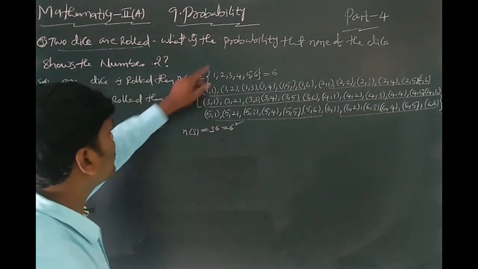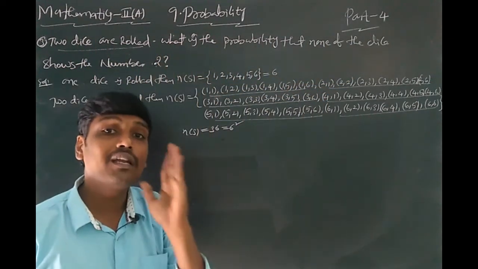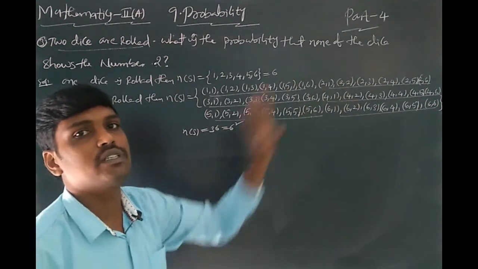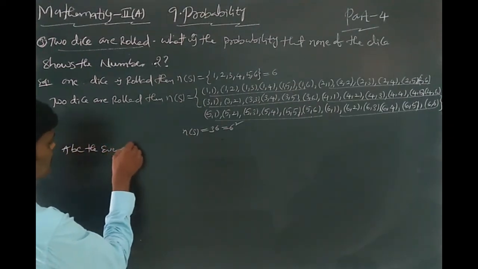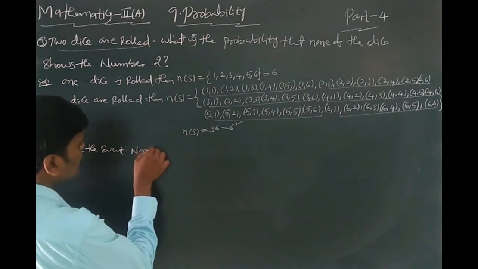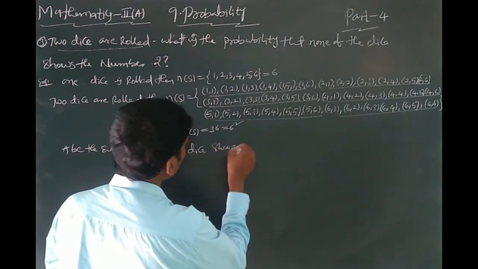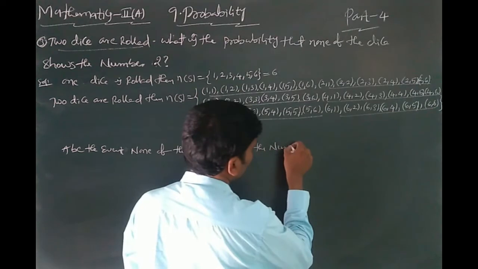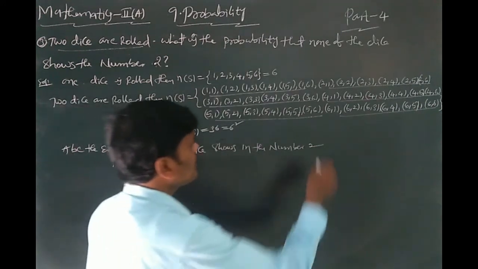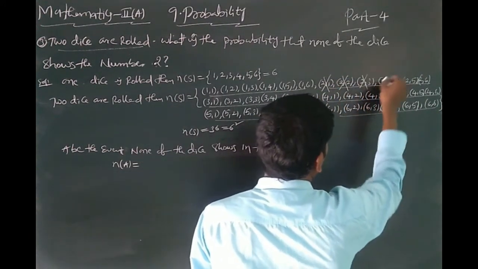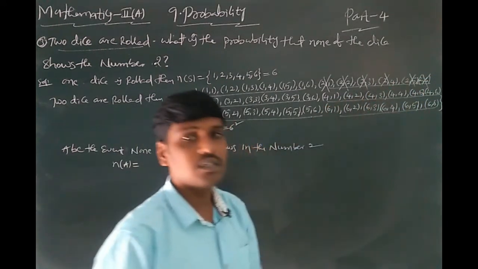In these 36 outcomes, we want the probability that none of the dice shows the number 2. If no die shows the number 2, let A be the event. A is the event that none of the dice shows the number 2. How many outcomes are there? Here (2,1) is there, (2,2) is there, (2,3), (2,4), (2,5), (2,6). Here all these outcomes show 2.